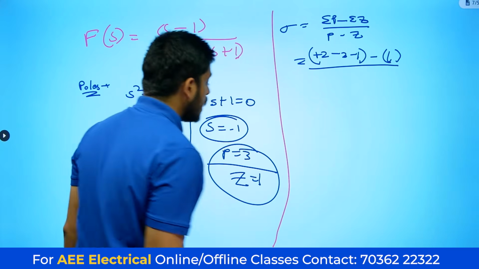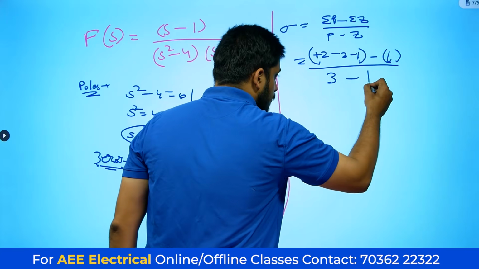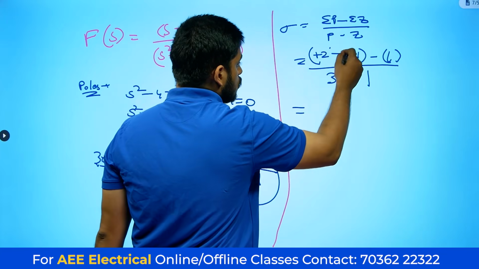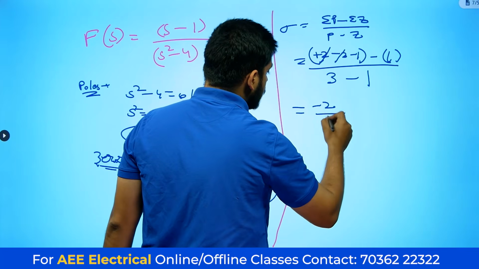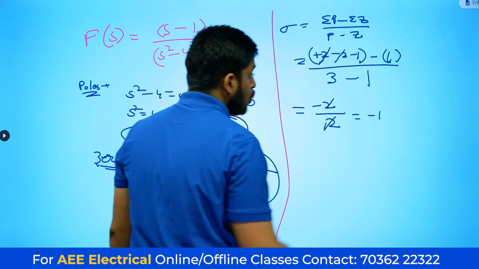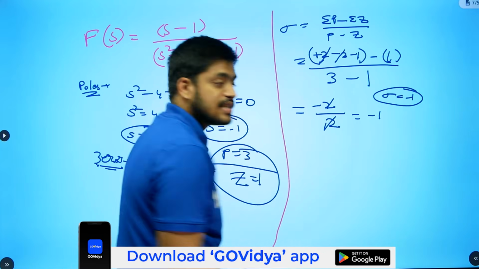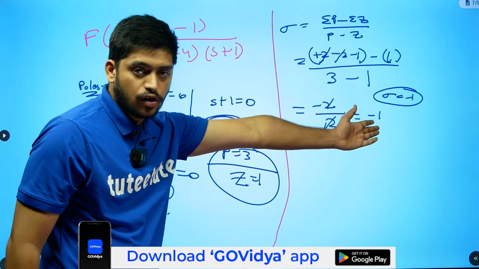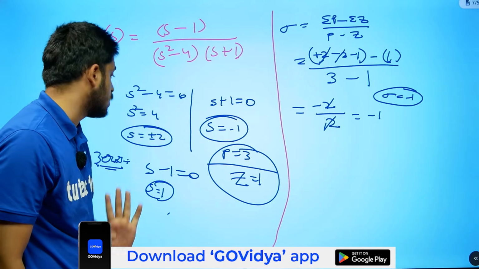And what is the value of P? Number of poles is 3. And Z is 1. So solving this, the 2 cancel. Minus 1 is minus 2, and 3 minus 1 is 2. The 2s get cancelled, leaving minus 1. So at this particular point, sigma equal to minus 1 is my centroid. So we have found the centroid. We have found the positions of the poles and zeros also.